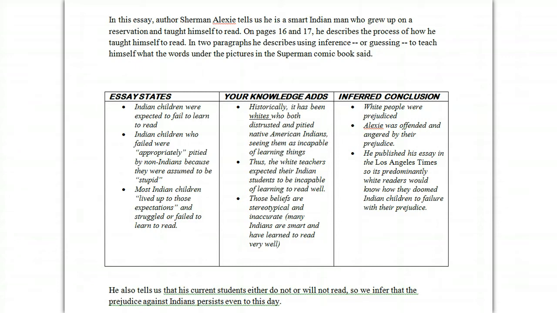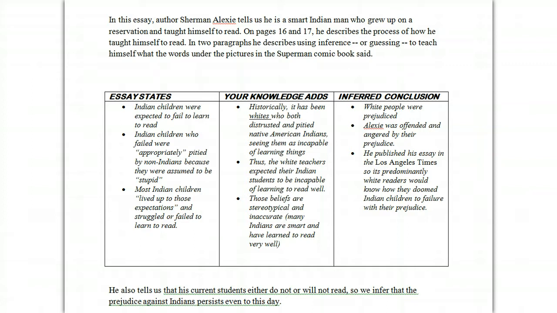In 2 paragraphs, he describes using inference or guessing to teach himself what the words under the pictures in the Superman comic book said. Now, the essay itself says Indian children were expected to fail to learn to read. And Indian children who failed were appropriately pitied by non-Indians because they were assumed to be stupid. Well, if they assume that they're going to be stupid, then the white people can pity or feel sorry for them.